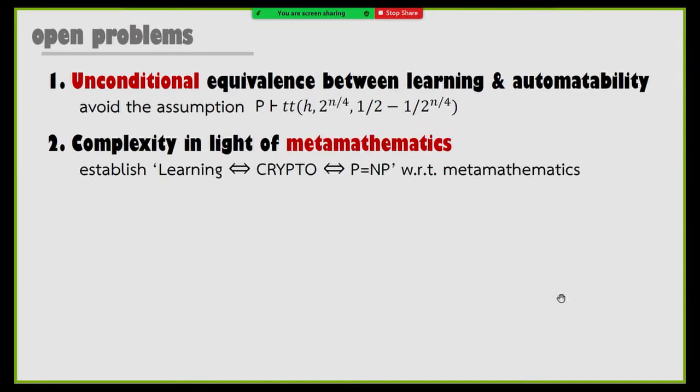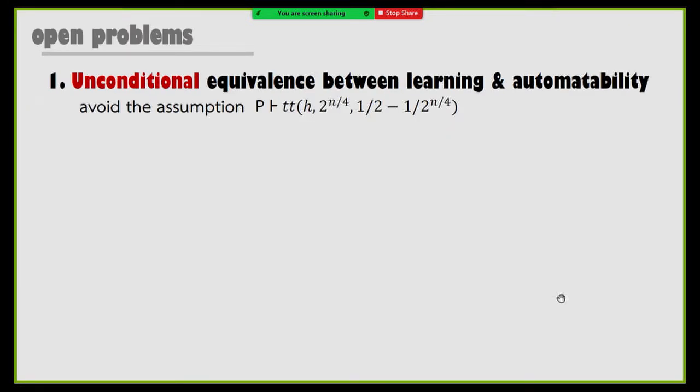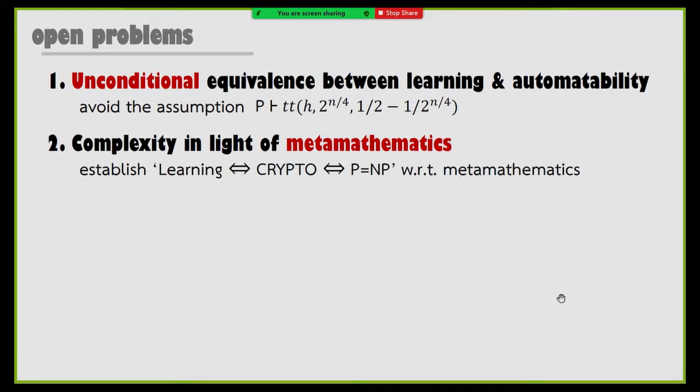Finally, some open problems. First question, can you get rid of the main assumption of our theorem and prove unconditionally that learning and automatability is equivalent? I guess that the best way how to approach this question is just to prove some explicit circuit lower bound, finally. But eventually we hope that this can be done, right?